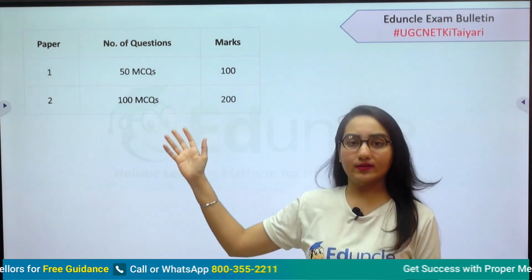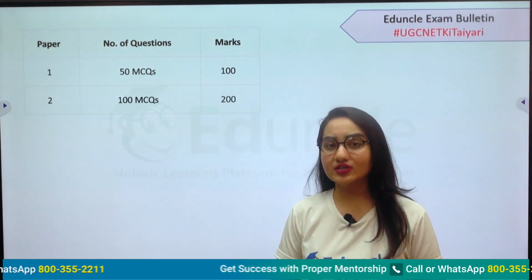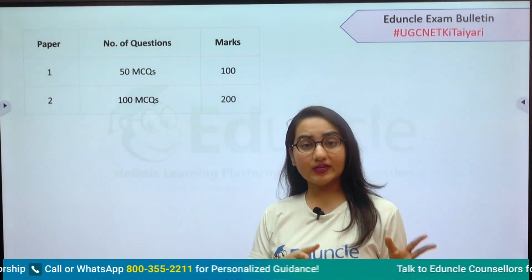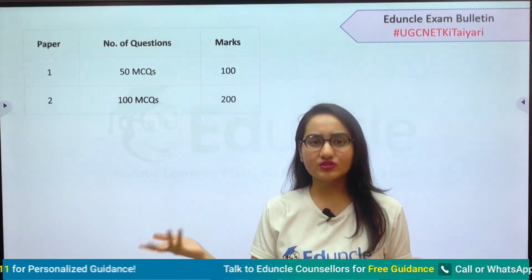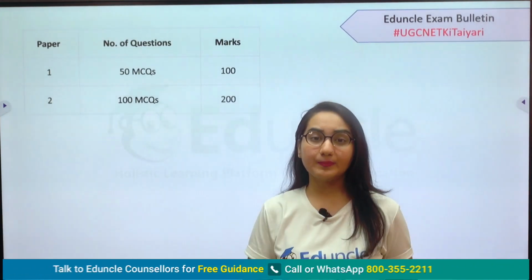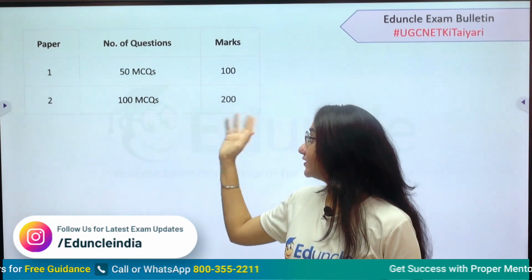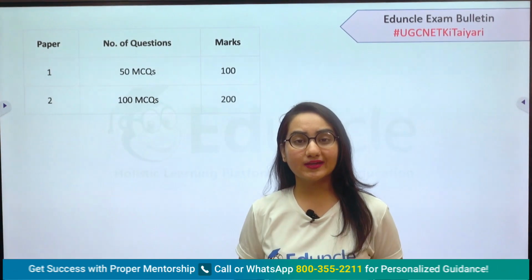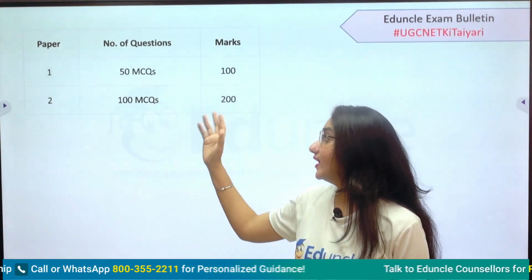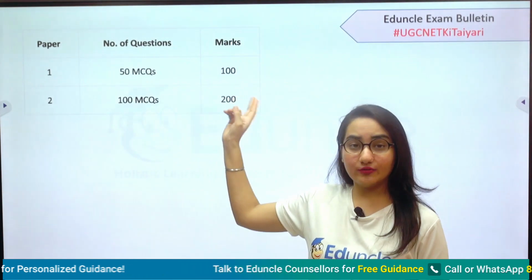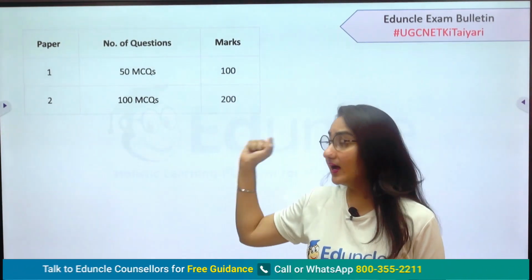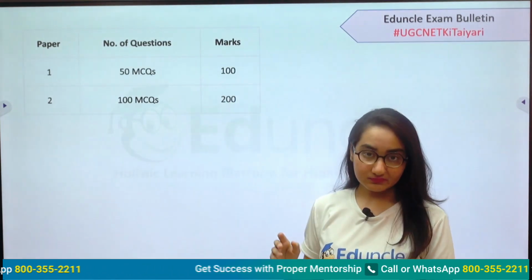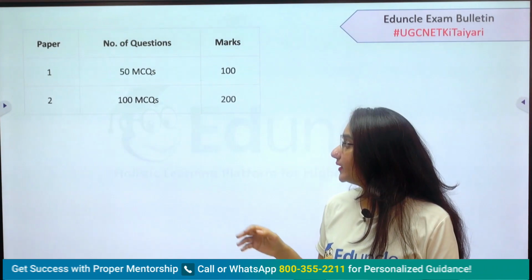For your paper 1, that is general paper 1, which is common for all the subjects, you will get 50 MCQs, of 100 marks. Then for English Literature, or the other subjects the students choose, paper 2 is of 200 marks and comprises 100 MCQs. So for the general paper 1 you will get 50 MCQs of 100 marks, and for your English Literature you will get 100 MCQs of 200 marks. This was your paper pattern.